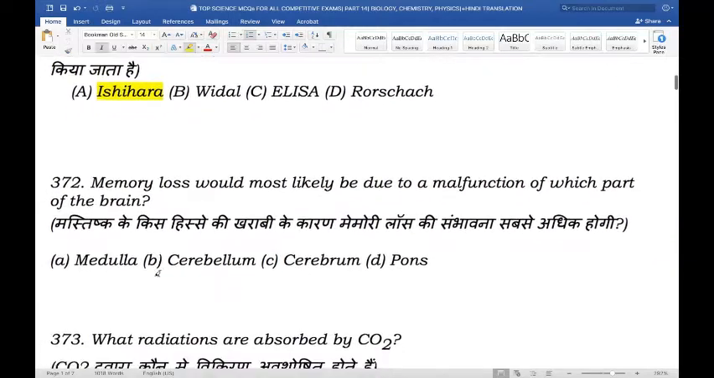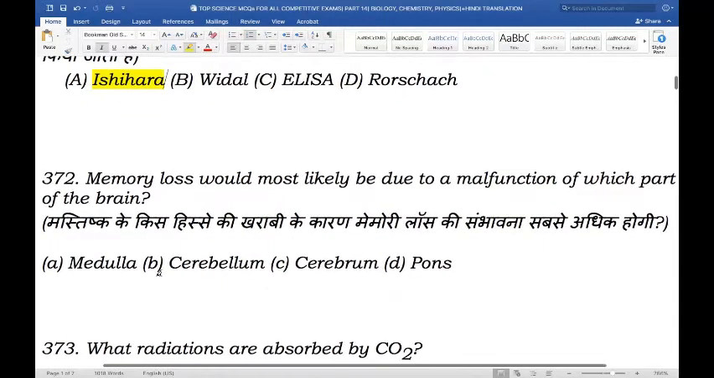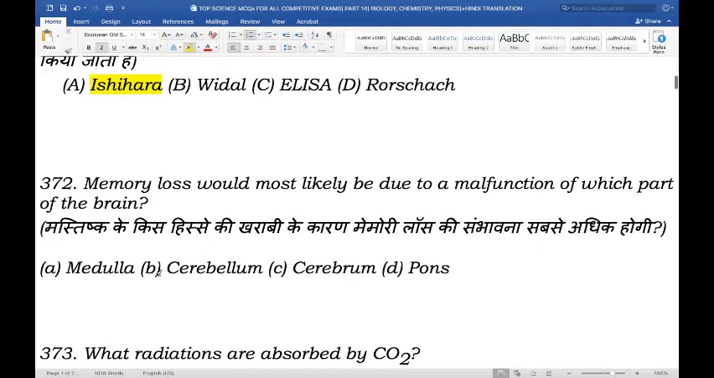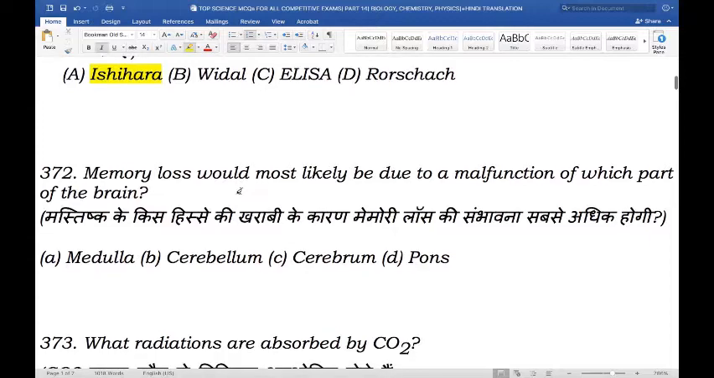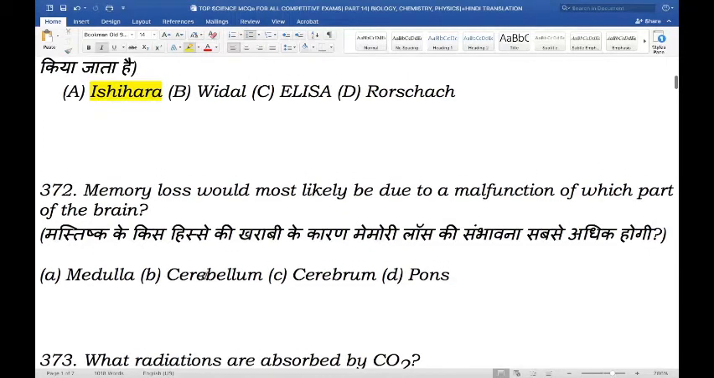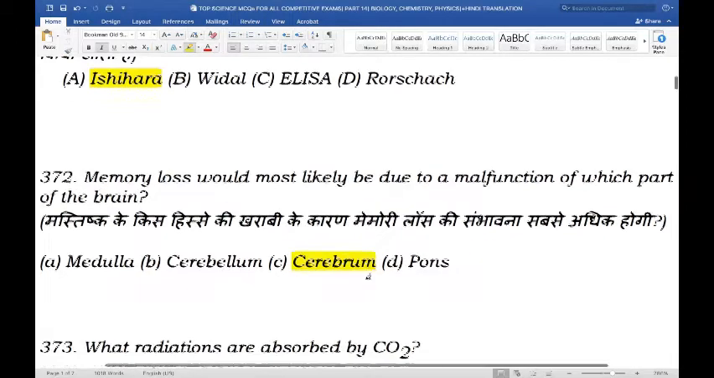Next question. Memory loss would most likely be due to a malfunction of which part of the brain? So memory loss is associated with which part of the brain? Is it the medulla, the cerebellum, the cerebrum, or pons? And the right answer here would be cerebrum. The cerebrum controls all voluntary activities and receives and interprets sensory information. Therefore, memory loss would most likely be associated with the malfunctioning of the cerebrum.